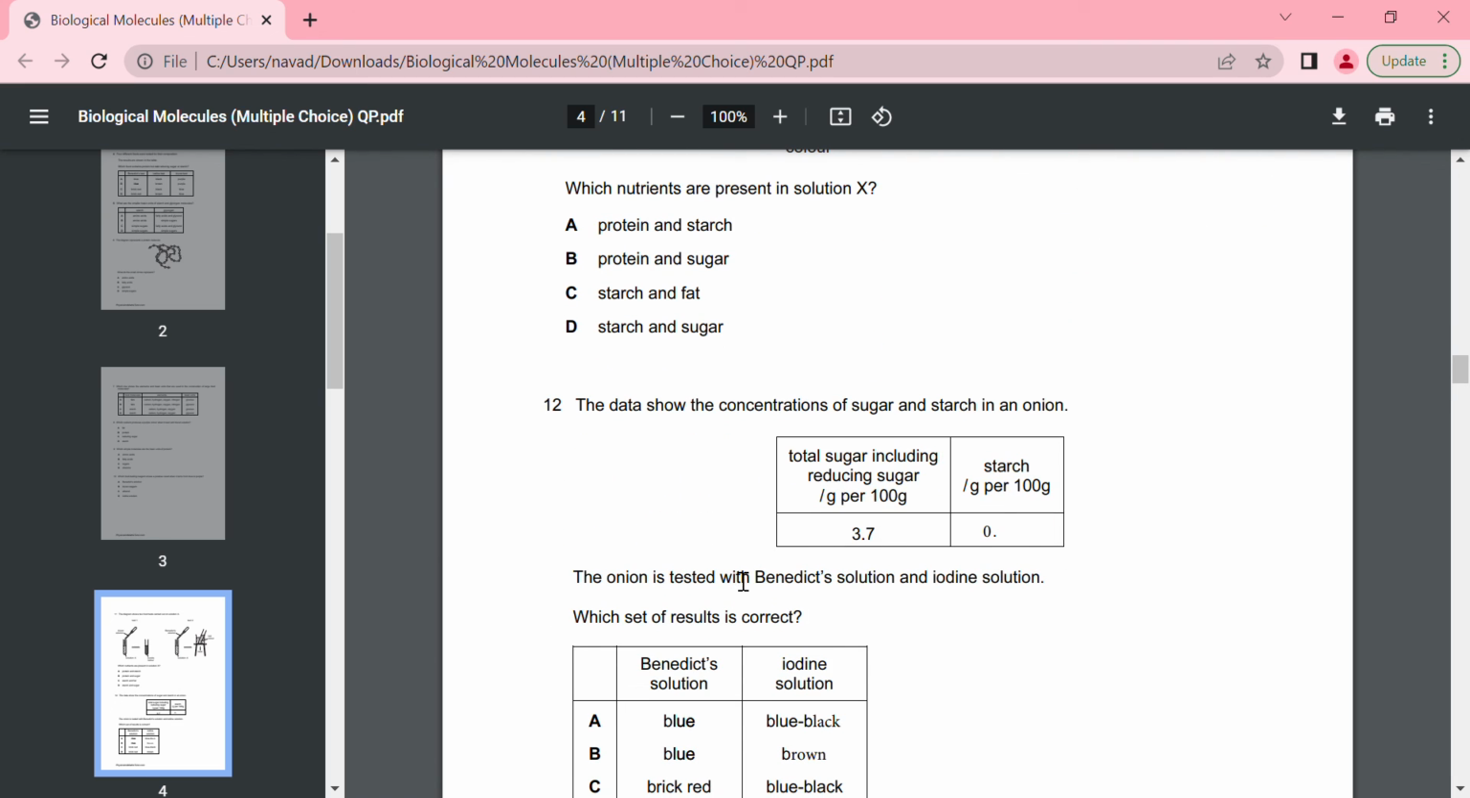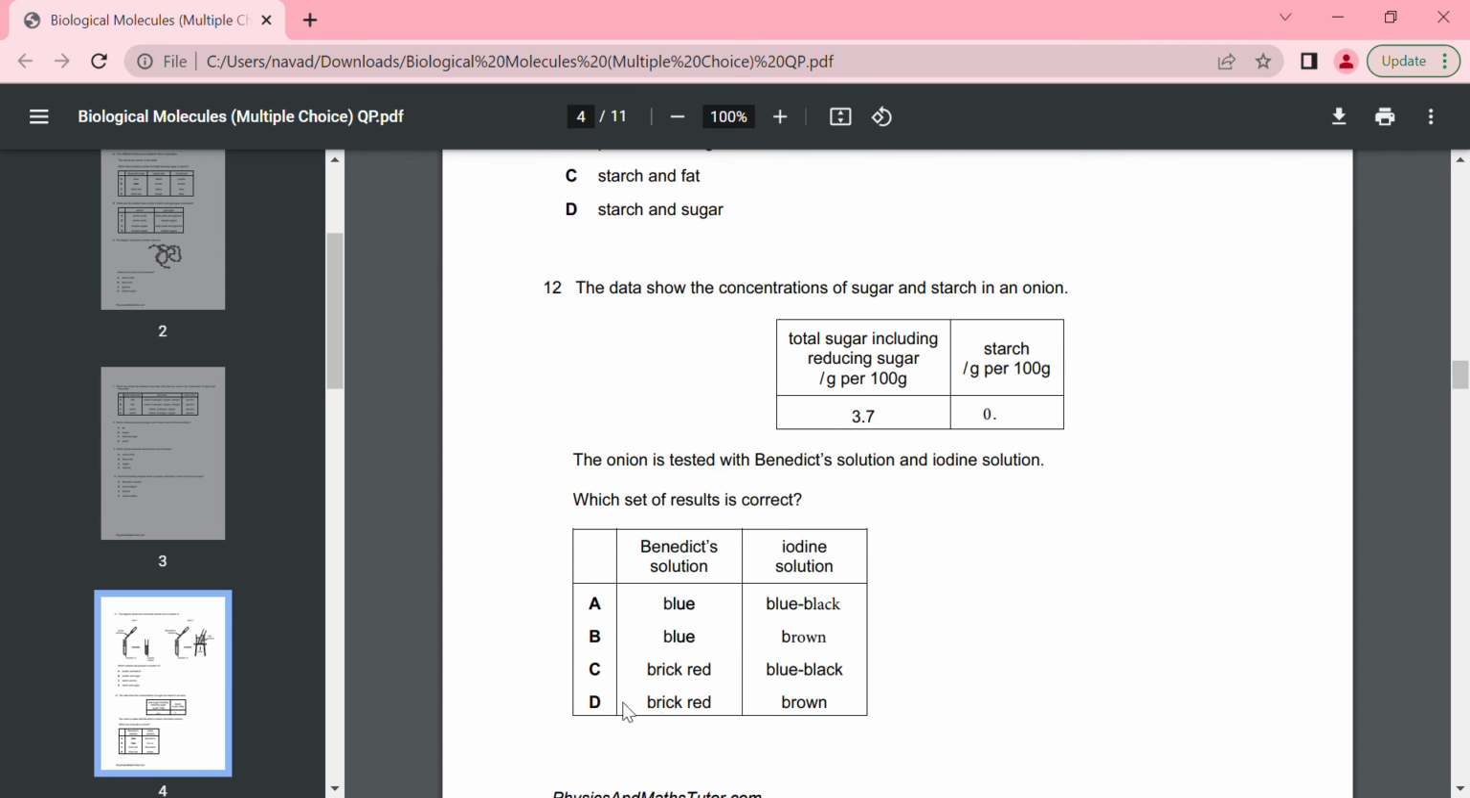12. The data shows the concentrations of sugar and starch in an onion. Total sugar including reducing sugar, gram per 100 grams. That's 3.7. Starch, gram per 100 grams. Okay, that's 0. So when there's no starch, the test should be negative, correct? So it will not turn blue-black, it will turn brown. So we should remember this will be brown. And reducing sugar is nothing but the Benedict's test. So the Benedict's test will turn from blue to brick red. So this is brick red and this is brown. So your correct answer will be D.